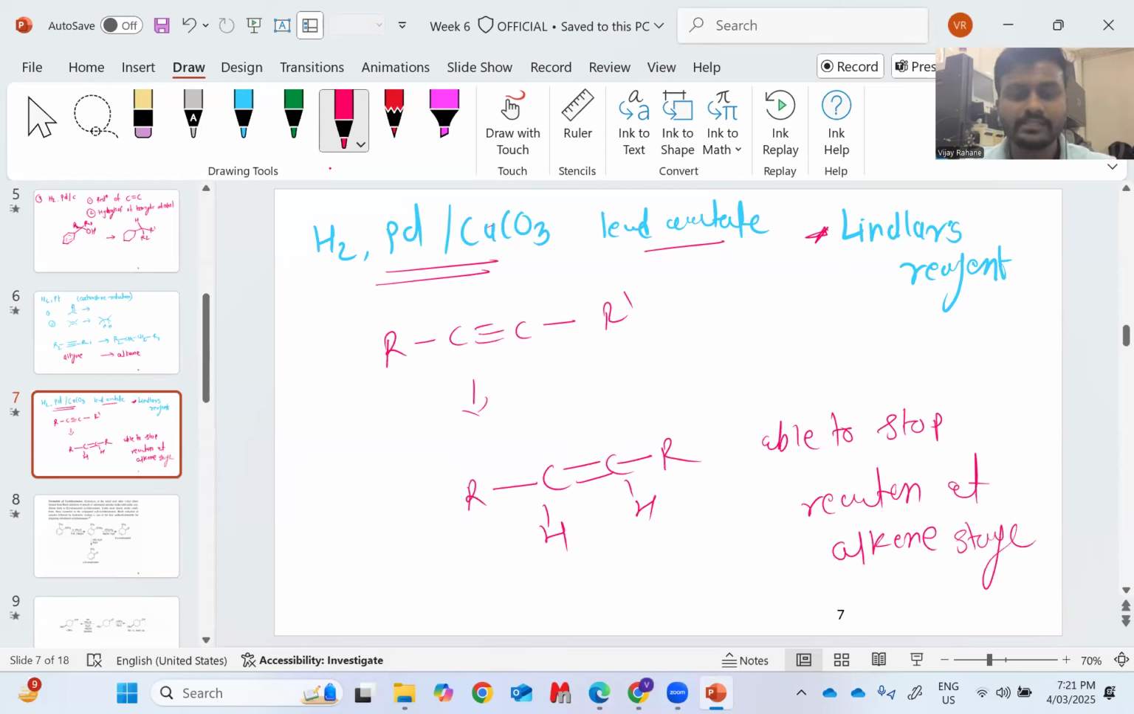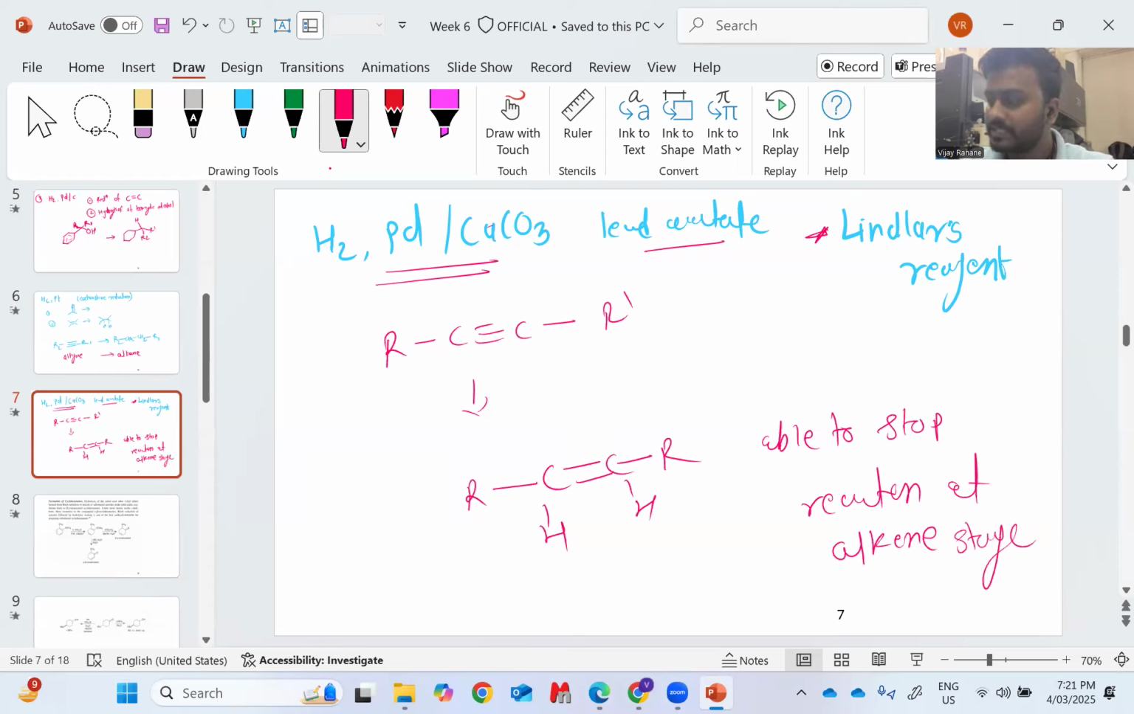Right, we are able to stop the reaction at the alkene stage, and this reagent is specially used to stop at the alkene stage. If you want selectivity, in this case there are two possibilities, formation of cis or trans. For that purpose, there are different reagent combinations. If you want cis selectivity, then we can use the Lindlar catalyst, that is H2, Pd/C.